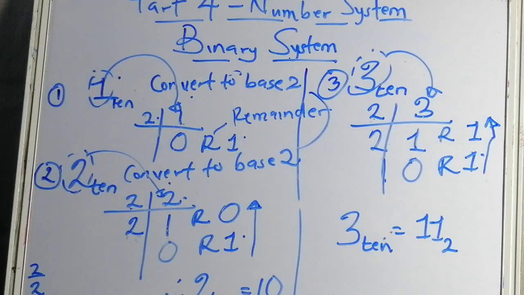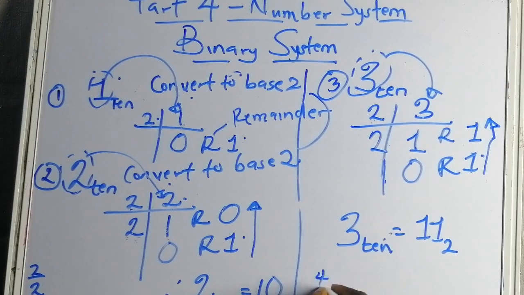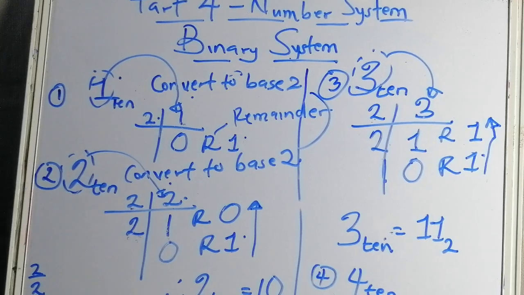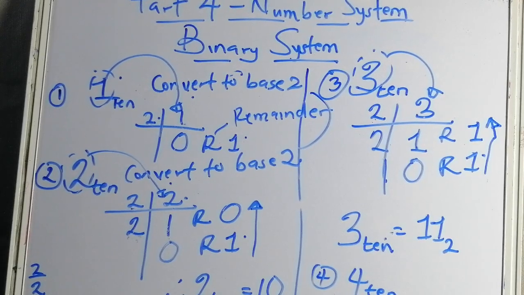So at the end of the day, you can also try for 4. Try for 4 base 10. Okay, 4 base 10, you can try it. Then also try for 5 base 10. So in part 5, we'll buttress more on number system for binary system, okay, so that you can also get the understanding.